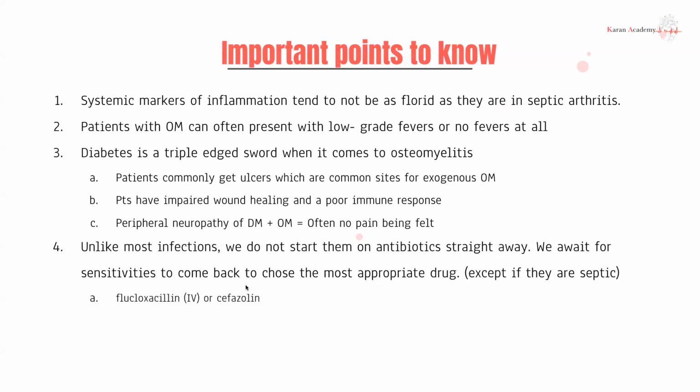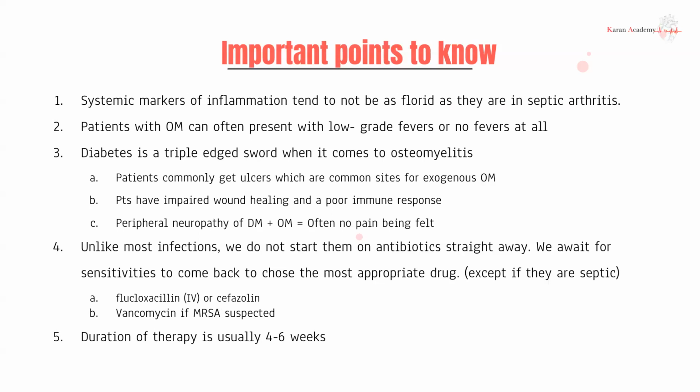In terms of antibiotics, again, go back to our basic principles. So flucloxacillin IV, or cefazolin, and you can also start them on vancomycin if MRSA is suspected. When would you suspect MRSA with osteomyelitis? If someone's recently been in hospital, if they've had any hospital-related surgeries or operations, if they've had a hip fixation, that may lead you to think that they may have MRSA, and you want to start them on vancomycin.